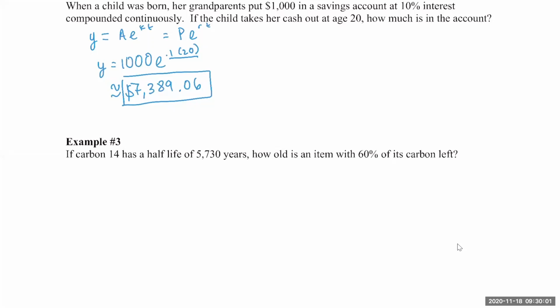So if carbon-14 has a half-life of 5,730 years, that means after that amount of years, whatever amount you had to begin with would decay down to half of the amount that it began with. How old is an item with 60% of its carbon left? Okay, so for sure we have to solve for what k is equal to. You'll notice that when you read this problem, it doesn't give you guys a starting amount. So I'm not going to even bother building a model for this, but I'm going to use what I know about half-life to then solve for the value of k. So we're going to say solve for k first.